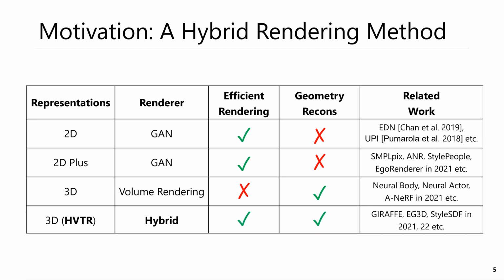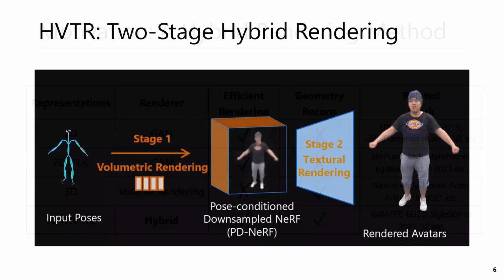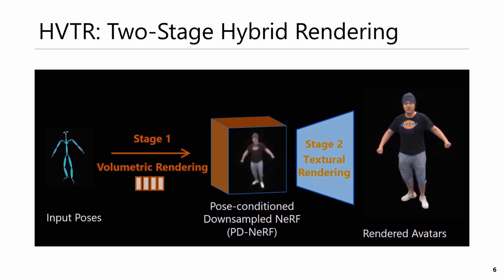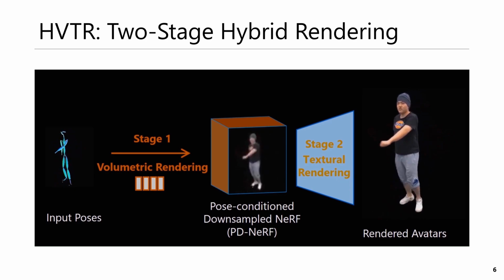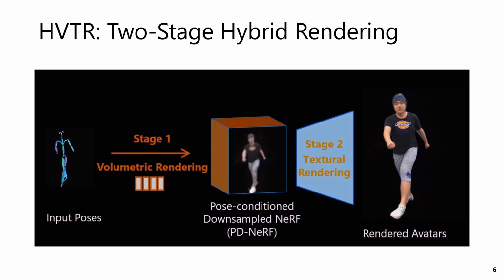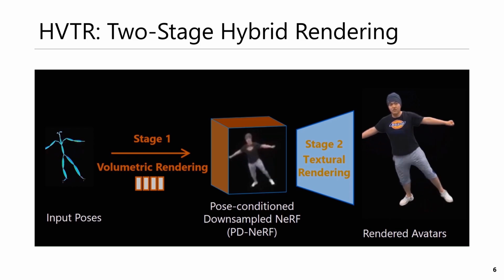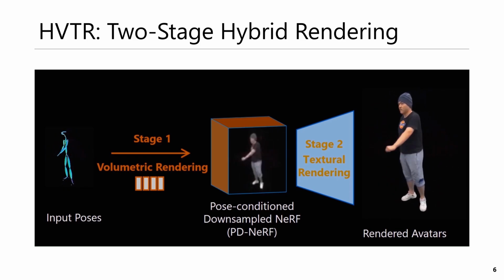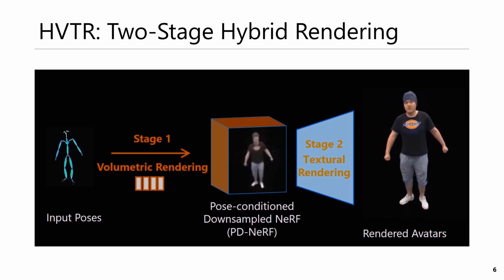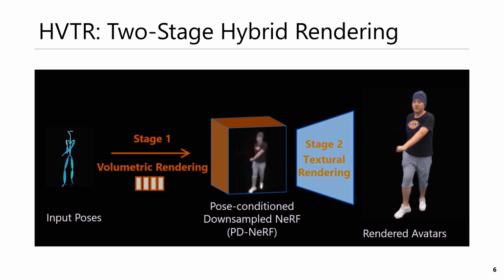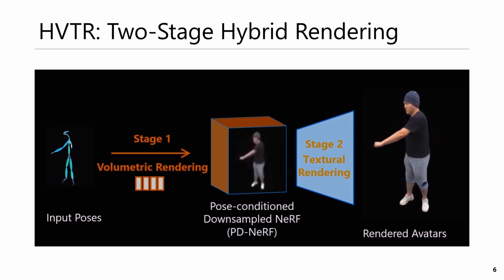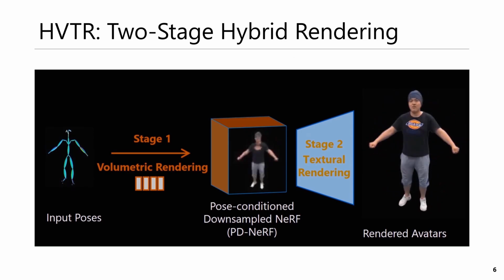In contrast, we propose a hybrid rendering method based on generative network and volume rendering, which achieves both efficient rendering and geometry reconstruction for self-occlusion solving. HVTR works at two stages. Given input poses, at the first stage, we construct a pose-conditioned down-sampled neural radiance field, PD-NeRF, using volumetric rendering. At the second stage, we use textural rendering to upsample the PD-NeRF into high-resolution images by a generative adversarial network.